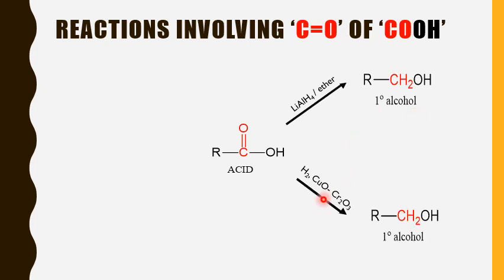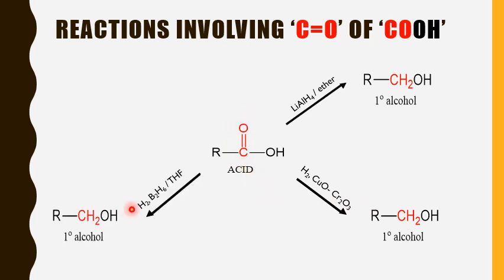The same thing can be achieved by reduction of this carboxylic acid by the action of hydrogen in the presence of a copper chromate catalyst. This also makes only the carbonyl group undergo reduction, not the hydroxyl group. Remember, even this hydroxyl group has one oxygen which could be removed. But we are selectively using reducing agents so that only the carbonyl functional group undergoes reduction.